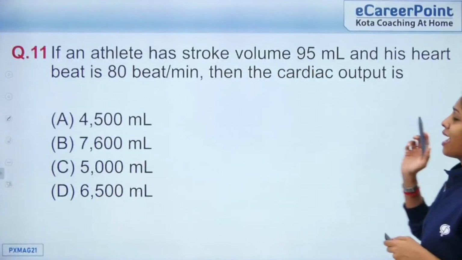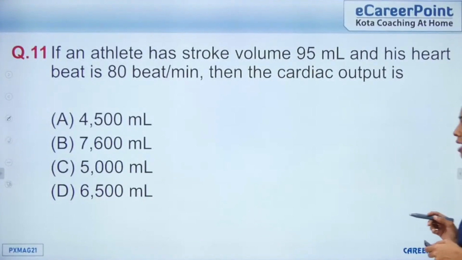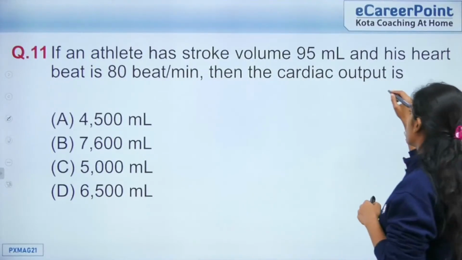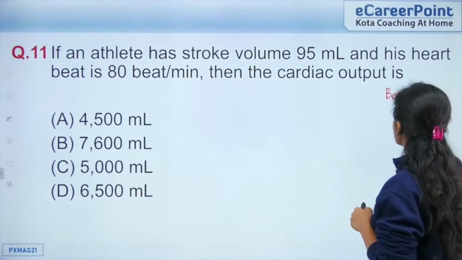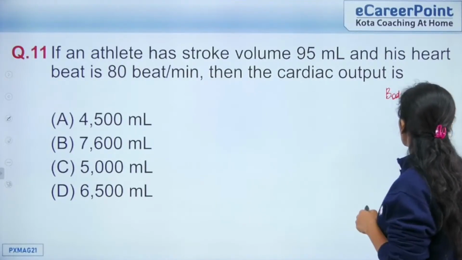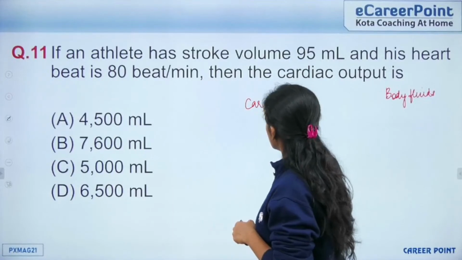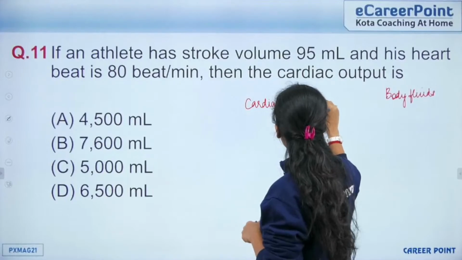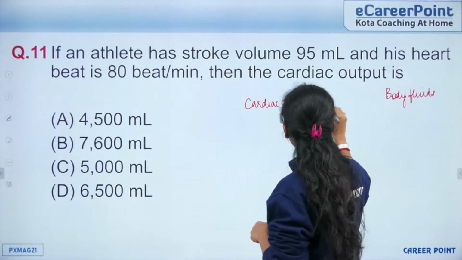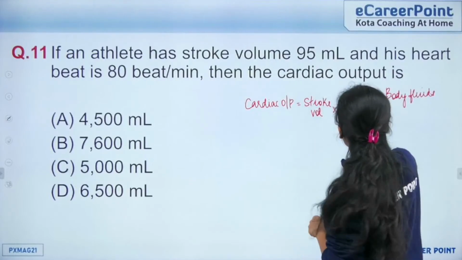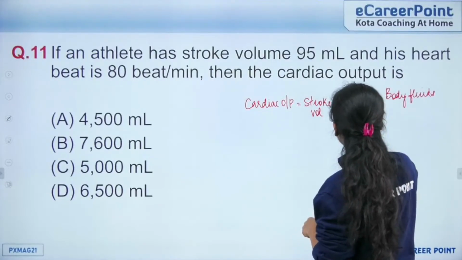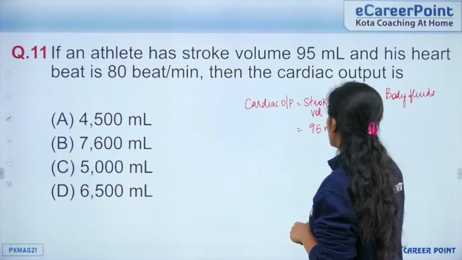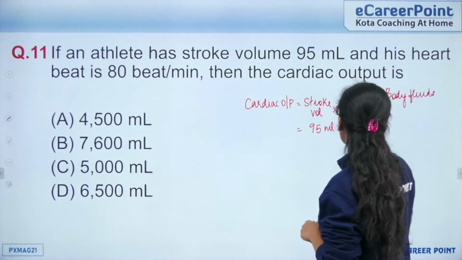Question 11: if an athlete has a stroke volume of 95 ml and his heartbeat is 80 beats per minute, then the cardiac output is. The question comes from body fluids and circulation. So what is the formula? Cardiac output is equal to stroke volume into heartbeat. The stroke volume is given as 95 ml. The heartbeat is given as 80 beats per minute.